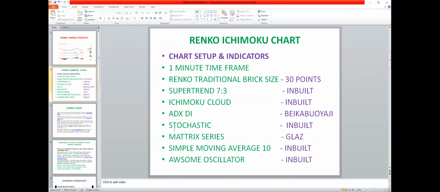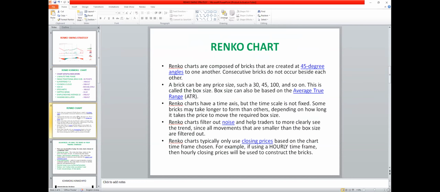So first you need to understand the RENKO concept. Without that you won't be able to trade anything with RENKO. So first you need to understand RENKO, the advantages of RENKO, and what the RENKO concept is. So I'll be explaining about RENKO. RENKO charts are composed of bricks that are created at 45-degree angles to one another.